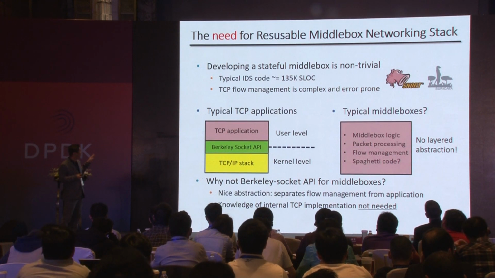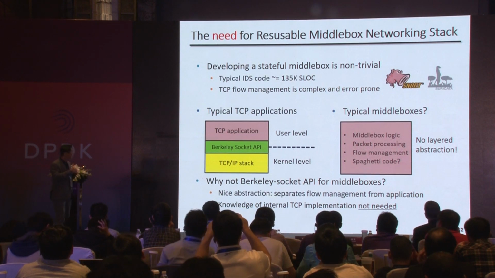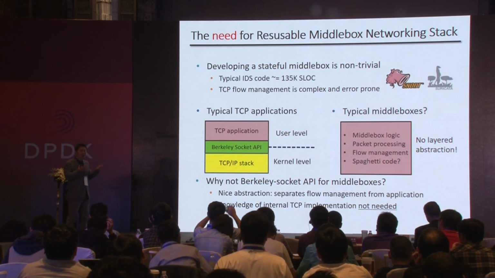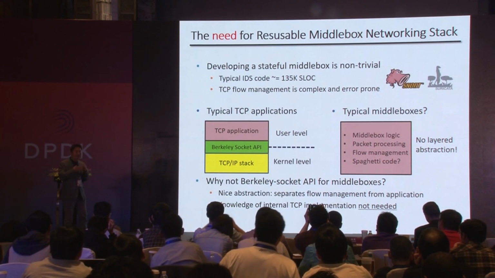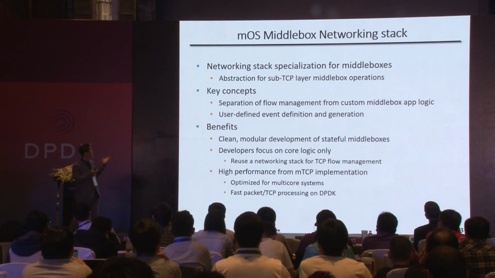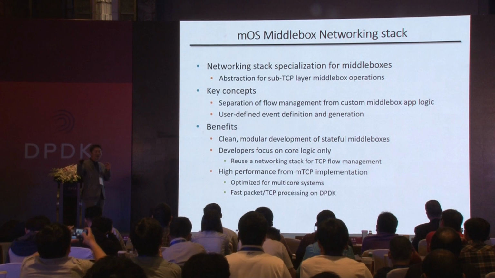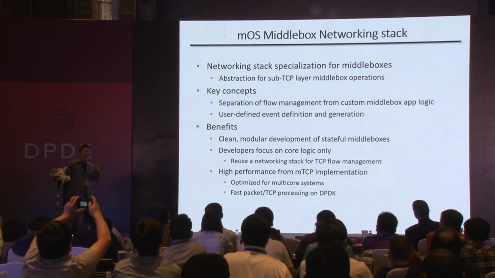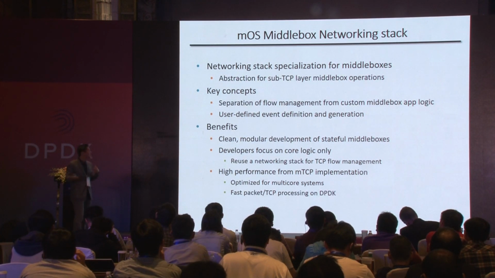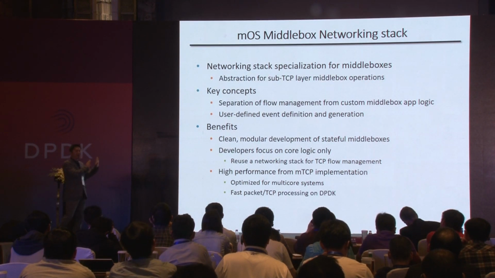So the basic idea is here. Why not provide a Berkeley socket-like API for middleboxes so that you get a nice abstraction, and the internal TCP flow management may not be very important to you if you're interested in a pattern matching algorithm, right? We're actually building this middlebox network stack on top of mTCP. We're removing the user-level API to create a new API for it. Again, we're using DPDK as a base, but we reuse the mTCP flow management for building the middlebox stack.